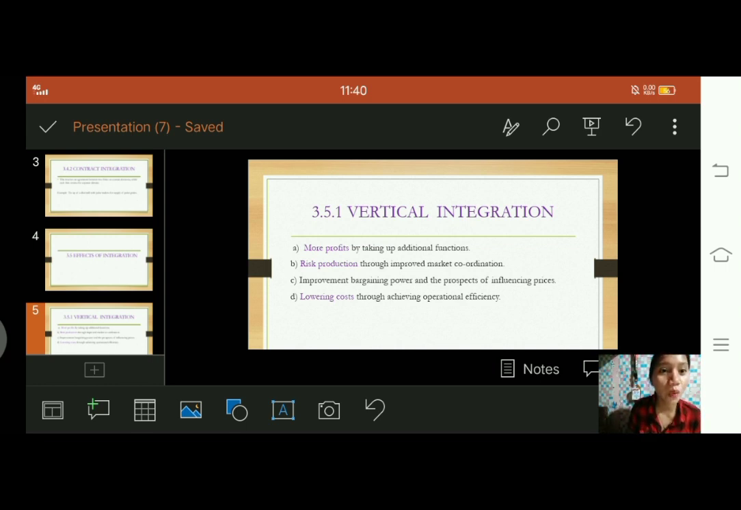Next is lowering costs through achieving operational efficiency. It means mas konti na lang ang gastusin mo sa pag-produce ng mga bagay. You have the advantage of it.